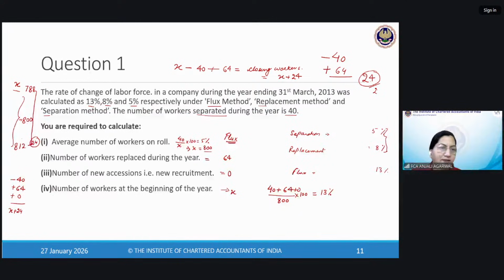Okay. The difference of 24 will be created only when one figure is 12 less and one figure is 12 more than the average. And because there is an increase, you have 812 as closing and 788 as opening. If the closing was x minus 24, that means opening is more. In that case, 12 more in the opening and 12 less in the closing.